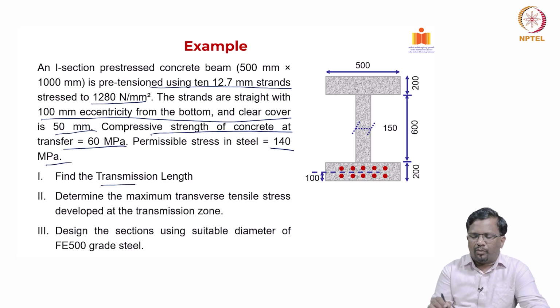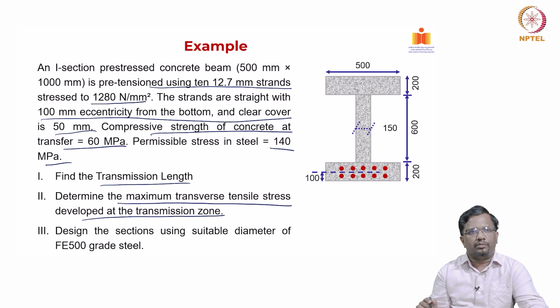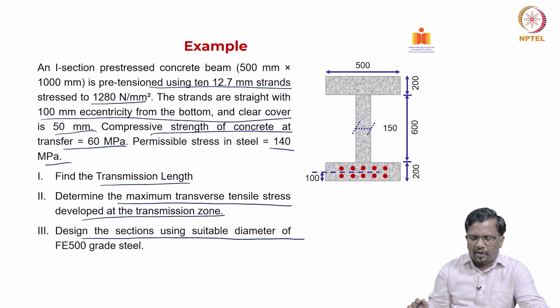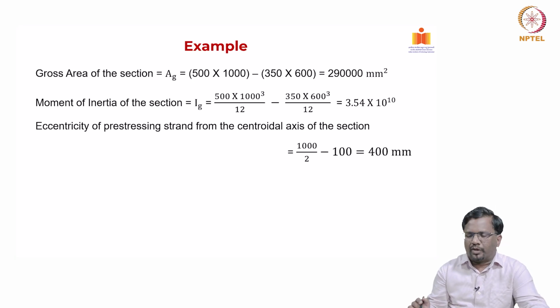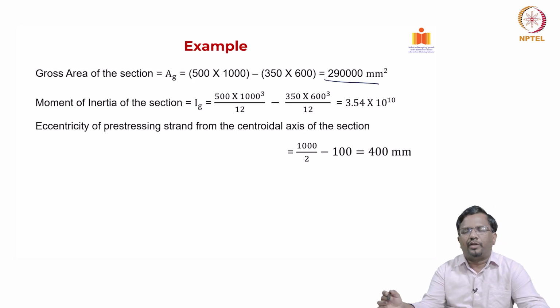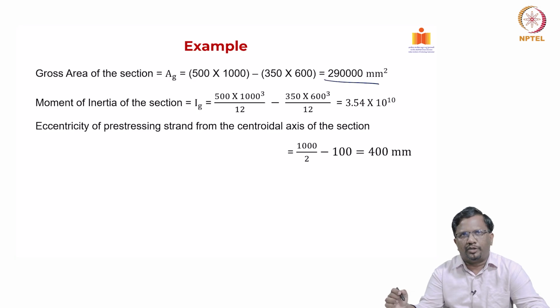Now, we need to find out what is the transmission length, and what is the maximum transverse tensile stress going to develop in the transmission zone, and we are going to design the sections using a suitable diameter of Fe 500 grade steel. Okay. Now, look at what is the gross area. We know how to calculate this: 290,000 millimeter square.